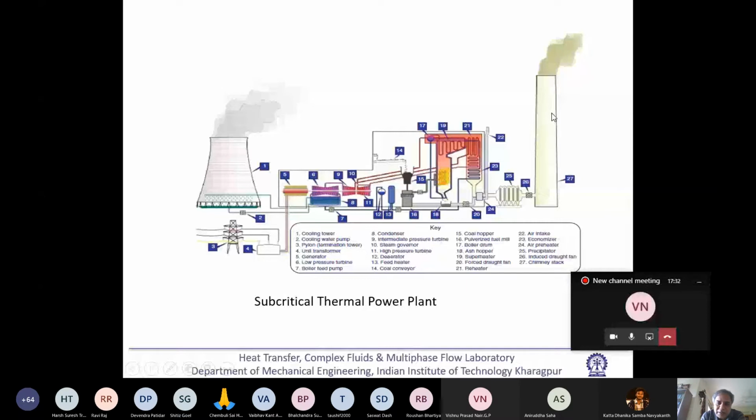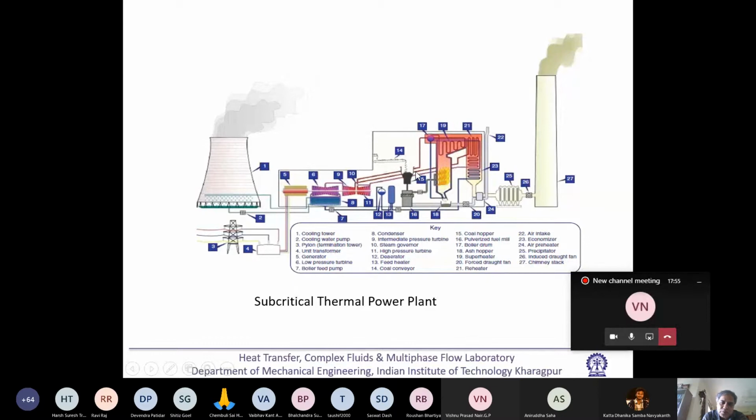Then what are the other equipment? This is the chimney. This is also visible from a distance and black smoke will come out. So here white smoke-like thing will come out. This is the water vapor, and here the black smoke will come out because that will have very small particles of ash and coal.